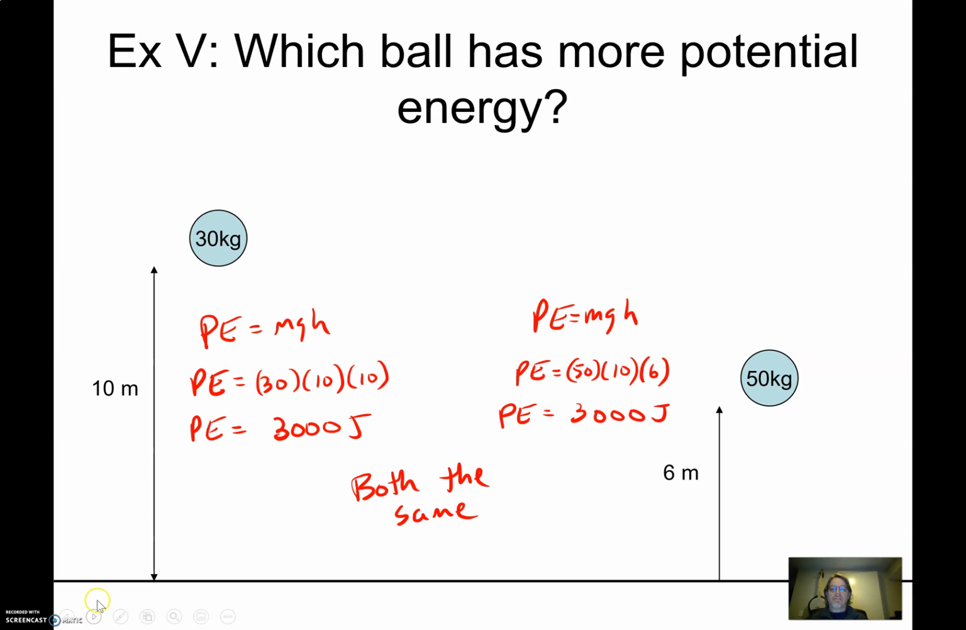Well, you do your MGH on both. You got a 3,000 to 3,000. They both have the same energy. So it took the same work to lift a 30 kilogram mass 10 meters as it does a 50 kilogram mass 6 meters. They could both do the same damage on crushing something below because they have the same ability to do work on things, or the same energy stored in it.